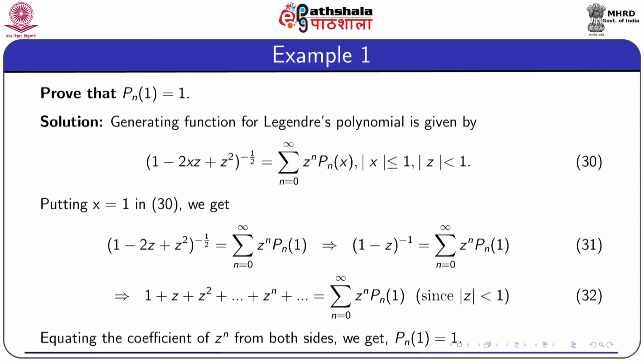Now, the left hand side of 32 can be put in the form (1 - z)^(-1). If you expand it, you will be getting equation number 34, which is 1 + z + z^2 + ... + z^n + ..., and the right hand side is summation n equal to 0 to infinity z^n P_n(1). If you equate the coefficient of z^n from both sides, we get P_n(1) on the right hand side, and on the left hand side it is 1, and hence we prove that P_n(1) is equal to 1.